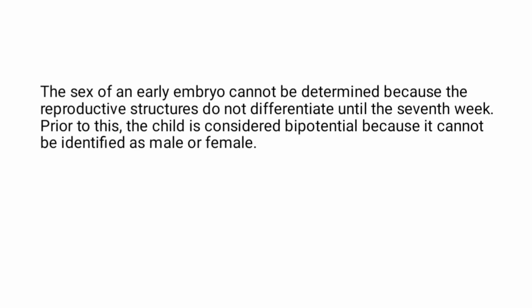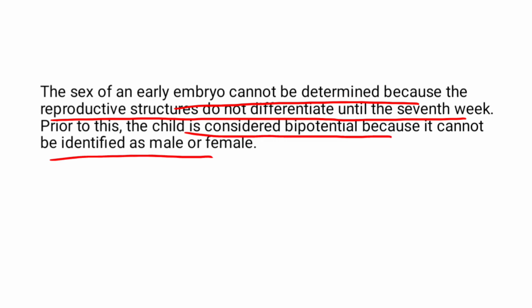The sex of an early embryo cannot be differentiated because the reproductive structures do not differentiate until the 7th week. Prior to this, the child is considered bipotential because it cannot be differentiated as a male or female.